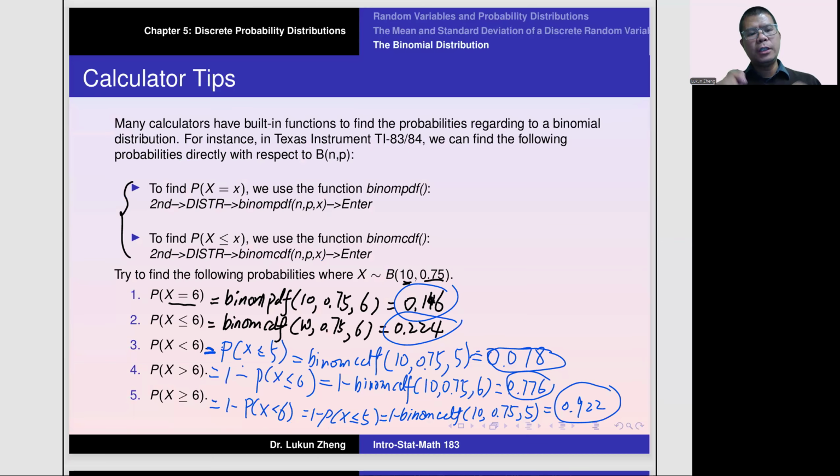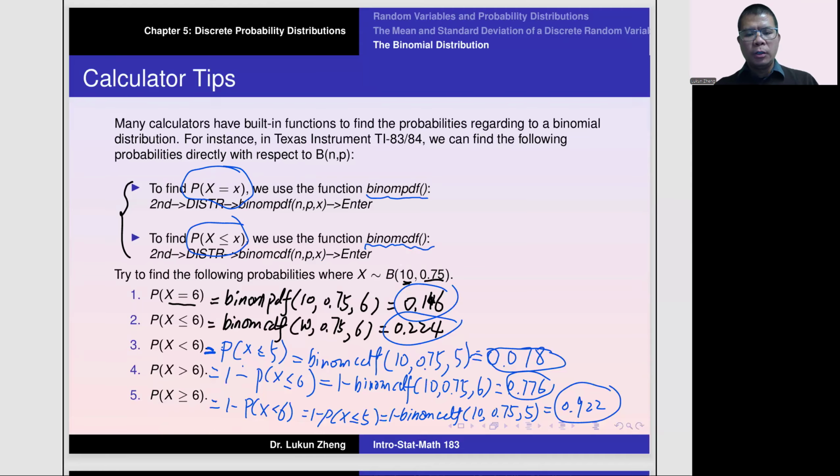Wonderful. All right, so here are the calculator tips: how to use the calculator to find probabilities for a binomial distribution. We have the probability that x equals a value, or the probability that x is less than or equal to a value. These two probabilities can be directly found using functions in the calculator, right? One is called binomPDF, another is called binomCDF.